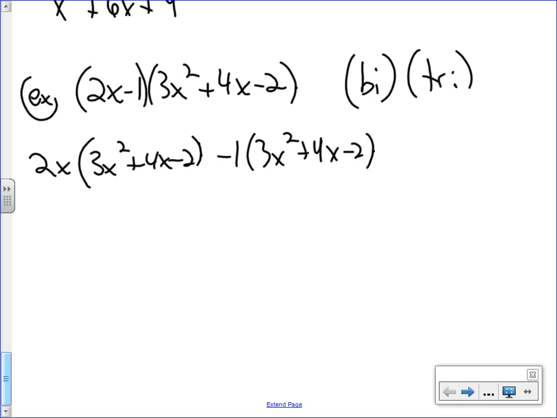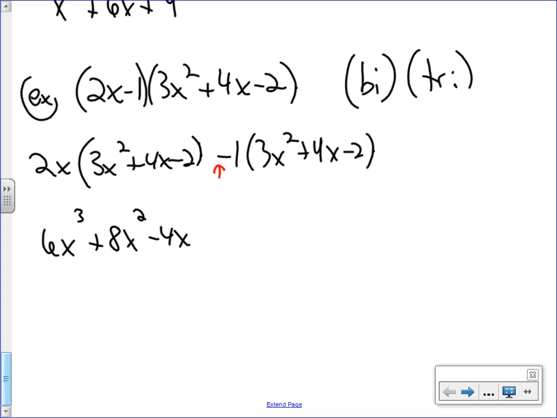Okay, so this is going to give me 6x to what power? 6x to the third power, and then 8x squared and 4x. And then watch out for your minus right here. Pay attention to that thing.